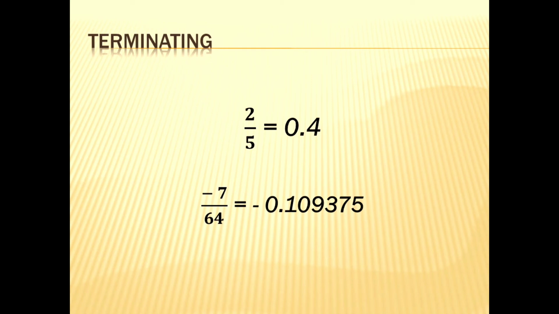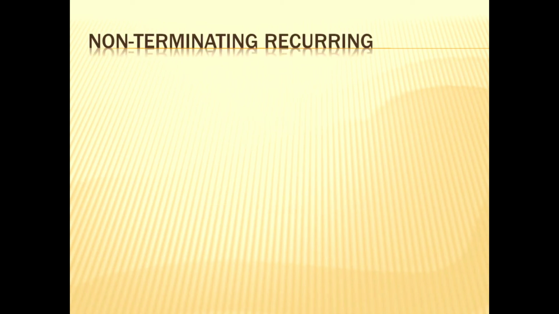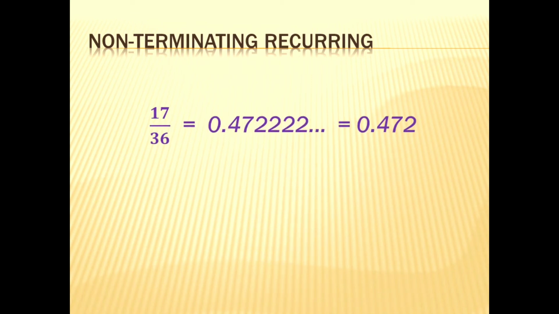But sometimes the division process does not end. That means while dividing the numerator by the denominator, we do not get remainder 0 at any point. For example, 17 by 36. While dividing 17 by 36, we get 0.472222, and this process does not end. As we can see in this decimal form, 2 is recurring and division does not stop at any point. That's why this form is called non-terminating recurring type.